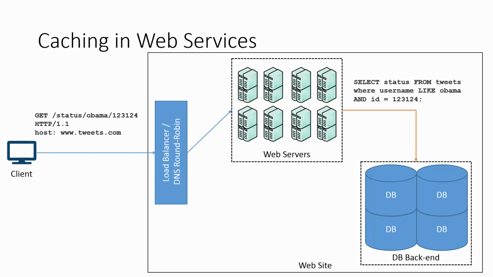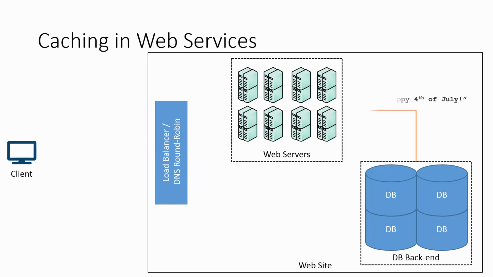So the idea then would be, okay, the web server now translates that client request into some kind of database request. And here on screen, you can see I have a SQL query which translated that HTTP request to an actual SQL query asking for the status from a table called tweets, looking for a particular username and asking for a particular tweet ID. What the DB can do is then reply with the answer.